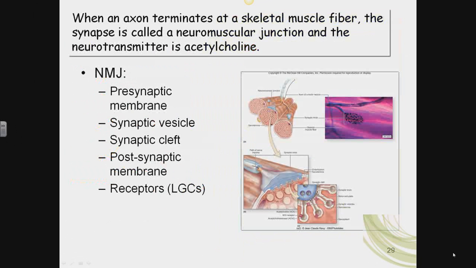When we come back for our third segment, we will now talk about a special kind of synapse between a neuron and skeletal muscle cell.